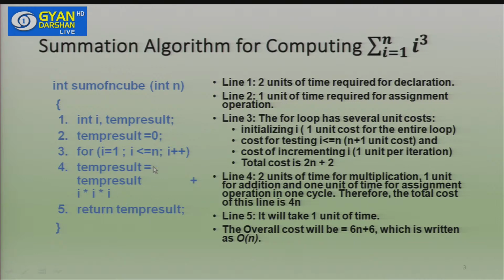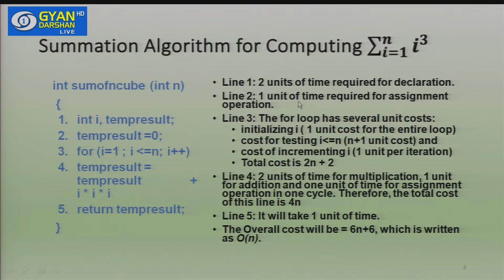So, this loop is going to be executed for values 1 to n, and temporary result will be assigned the value of temporary result plus I cube. The value of temporary result will be returned by this particular statement. So, let's look into how we are going to compute the complexity for this particular algorithm.